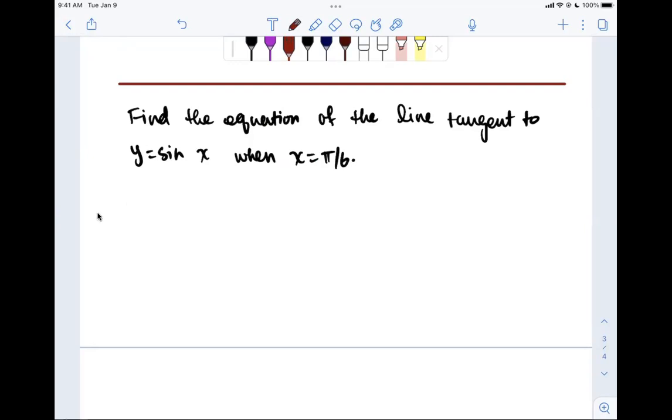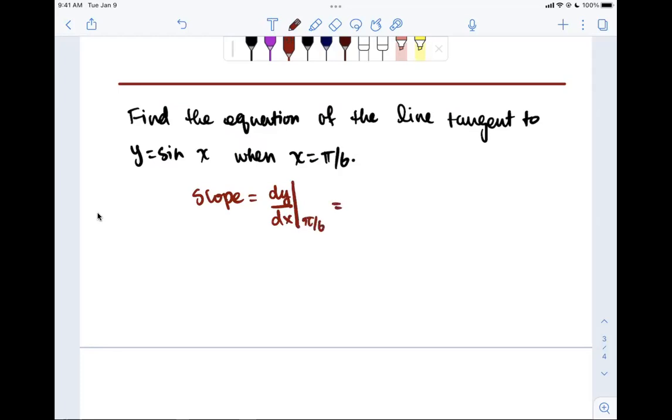Okay, so again, the strategy is to find the slope of the line and then a point on the line. So the slope is the derivative, and the point on the line is just going to be you plug in this point into the function. So let's first find the slope. So the slope of this line, at this point at pi over 6, that's going to be dy dx evaluated at pi over 6.